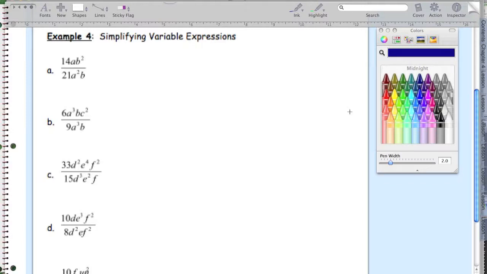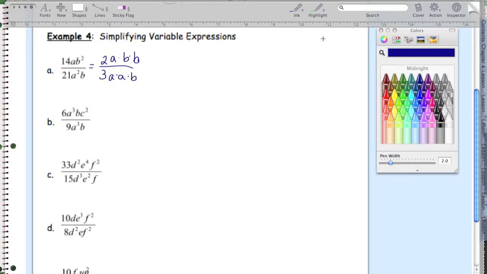Last part, simplifying variable expressions. So we have monomials: 14ab squared over 21a squared b. First, you want to simplify your fractions. So we want to simplify 14 over 21, which is going to give me 2/3. Okay? Now I want to write these variables out. So that's times a times b times b. And this is a times b.